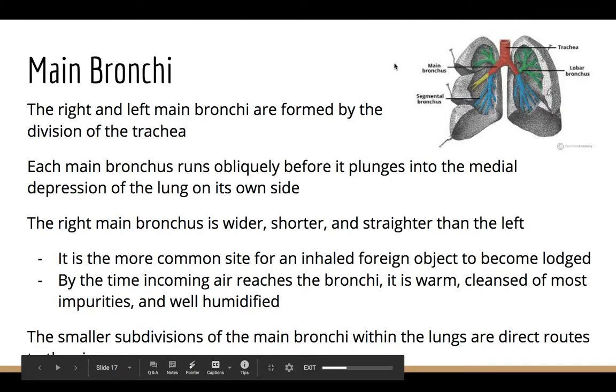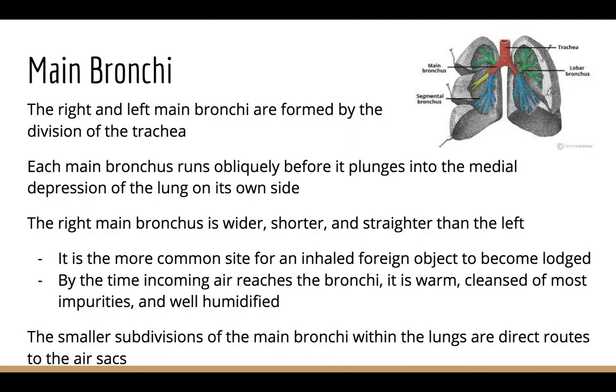Hey guys, we're continuing talking about the functional anatomy of the respiratory system. We left off with talking about the trachea, so now we're going to move on to the main bronchi. The right and left main bronchi are formed by the division of the trachea. So here's your trachea, and these are the bronchi, the little branches basically.